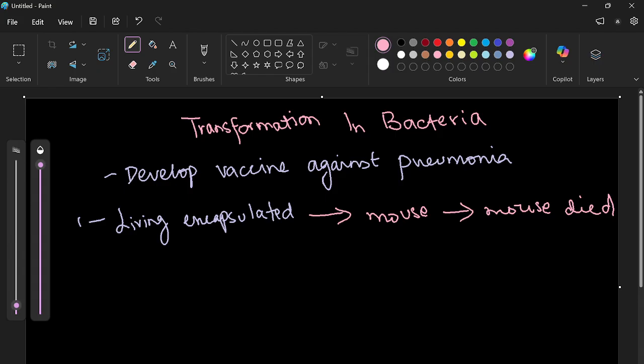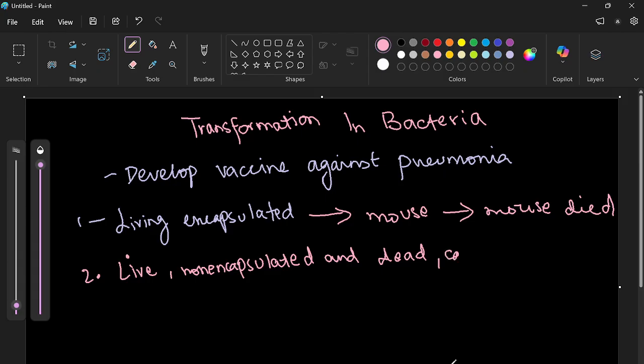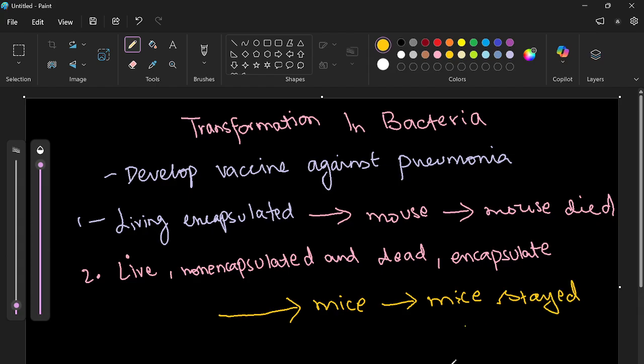Second, when he gave injections of live non-encapsulated bacteria or dead encapsulated bacteria, they both didn't kill the mice. The first are live but not encapsulated, and the second are dead but encapsulated, meaning that they have the capsule. When their injections were given to the mouse, they stayed alive and healthy.